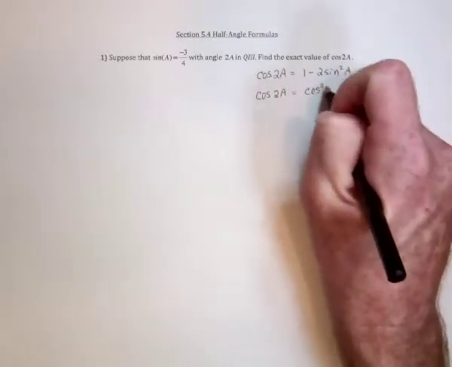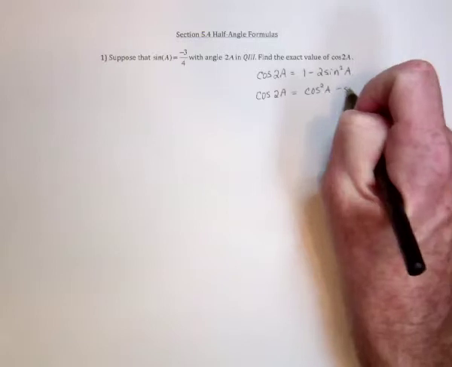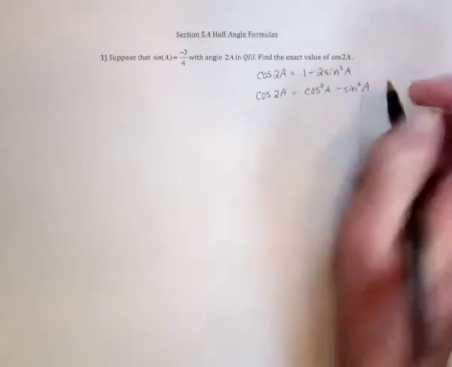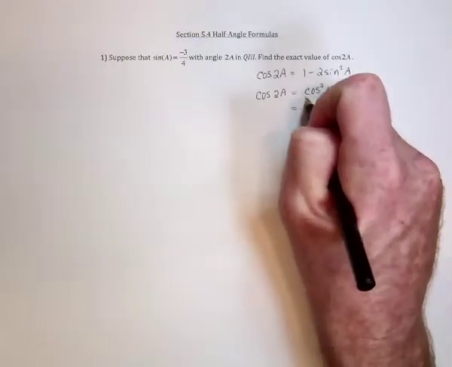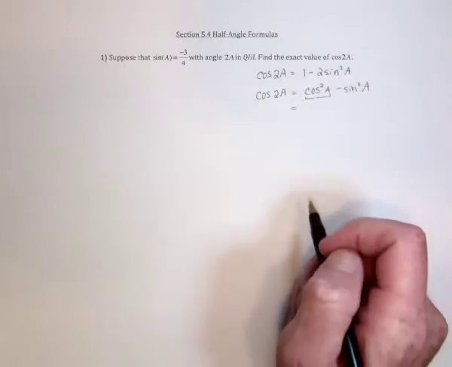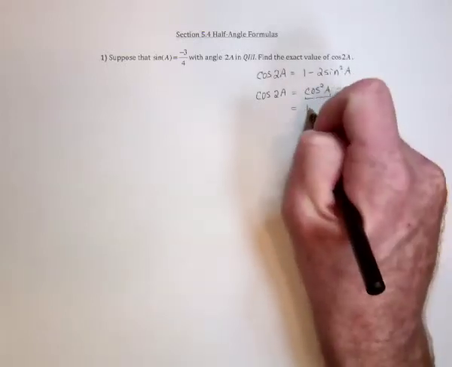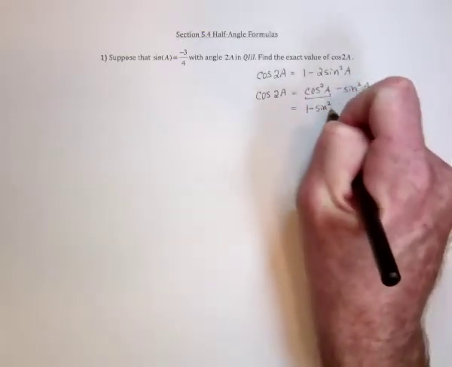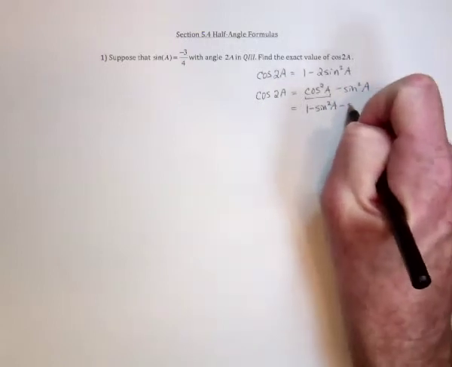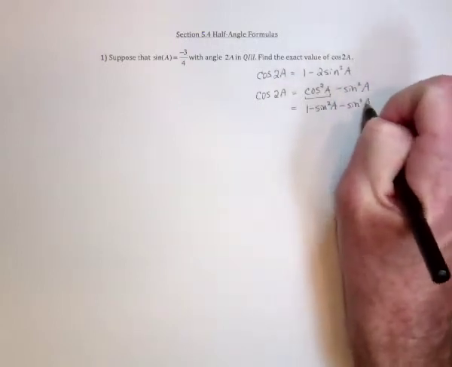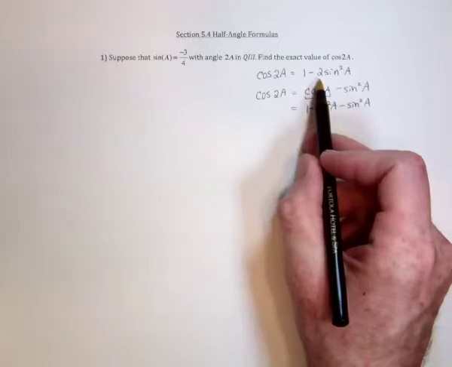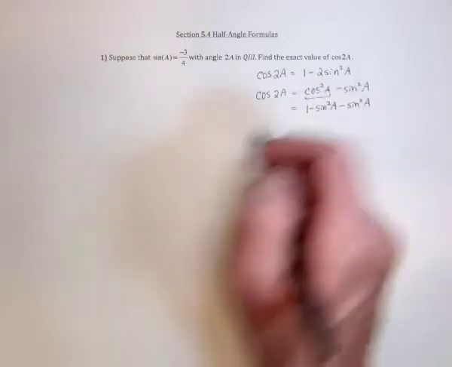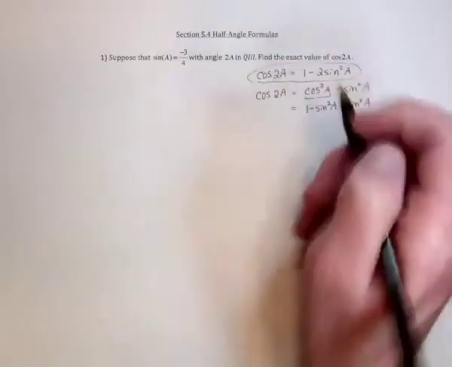Cosine of 2a is equal to cosine squared of a minus sine squared of a. And then simply replace the cosine squared with 1 minus sine squared. So then we've got negative sine squared twice, which is where this 2 came from. Okay, so we're going to be using this formula right here.